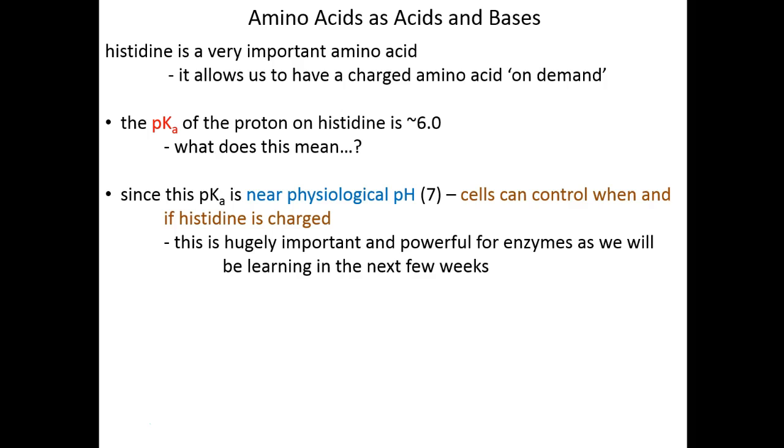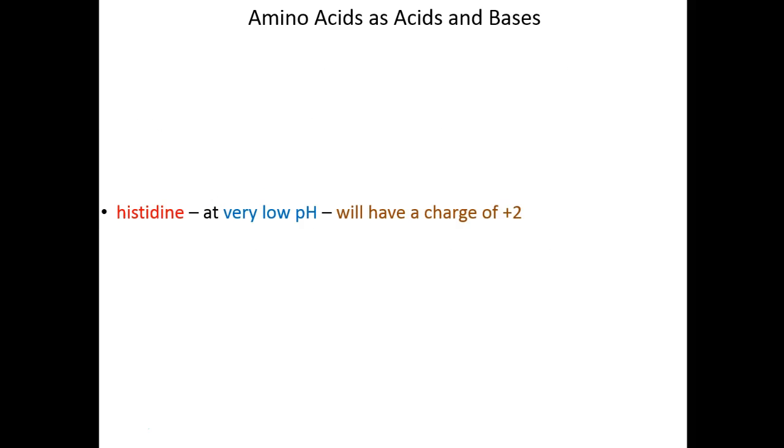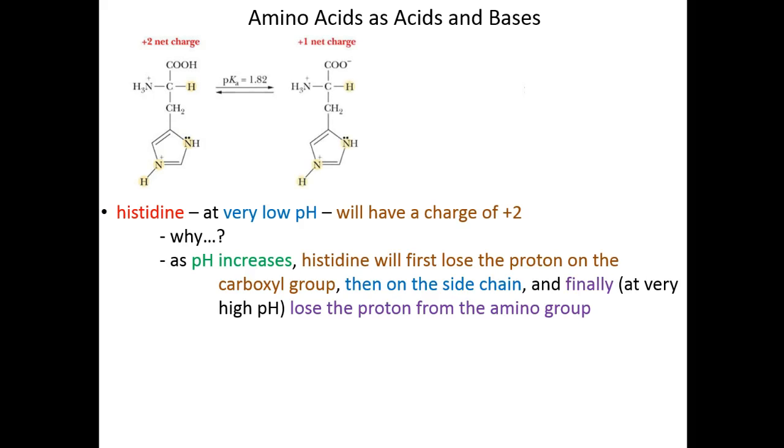And it's a pretty rare feature to have this ability to contain charge when you want it and get rid of it when you don't. And histidine allows that to be possible. So at very, very low pHs, where there's a high concentration of free protons, histidine will be completely protonated, and it will have a charge of +2. Every single part of histidine that can accept a proton will accept a proton. It has acted as a base, and it is fully protonated, +2 charge.